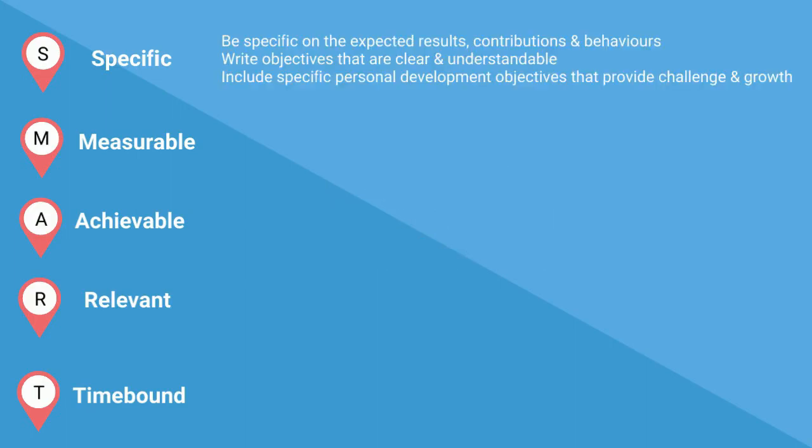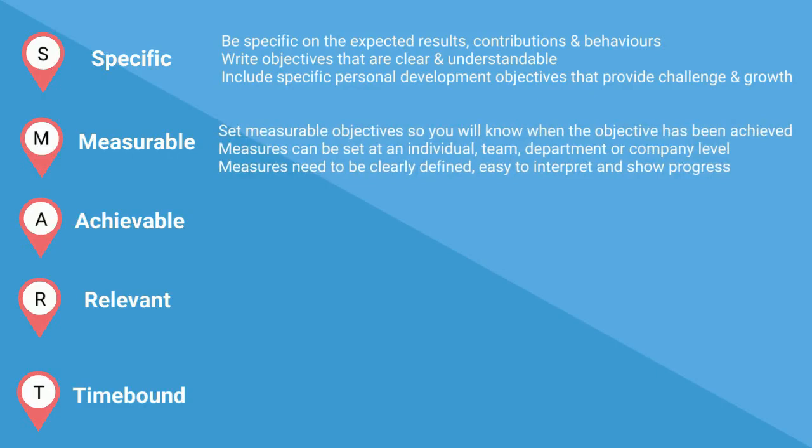Be specific on the expected results, contributions, and behaviours. Write clear, concise objectives that allow employees to understand exactly what is expected of them, and include specific personal development objectives that provide challenge and growth. Set measurable objectives so that you will know when the objective has been achieved. Measures can be set at an individual, team, department, or company level. And measures need to be clearly defined, easy to interpret, and show progress.